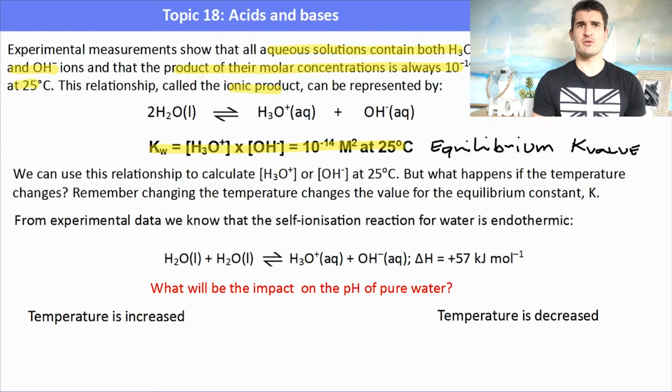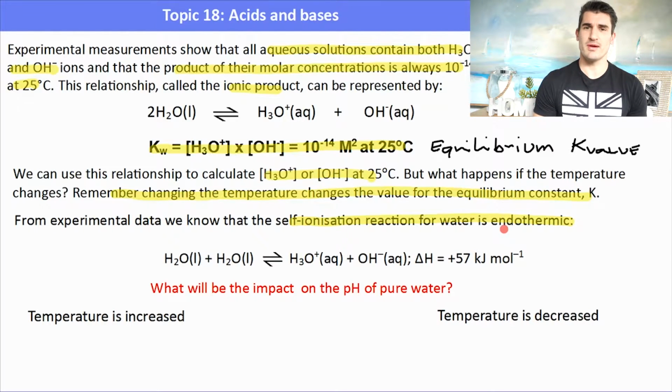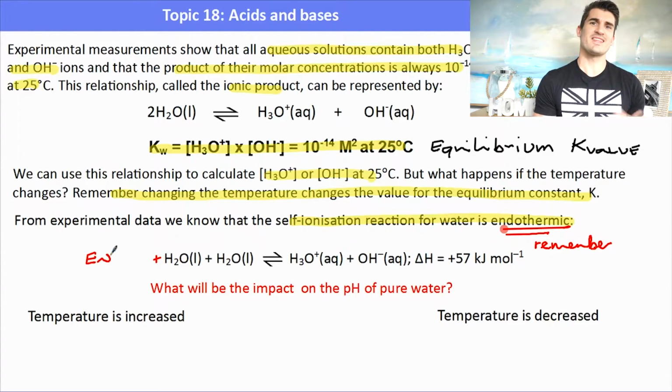Now, what happens if we change the temperature? Well, in all equilibrium systems, if we change the temperature, we change the K value. And it's known that the self-ionization of water is endothermic. And I would strongly encourage you to remember that. You don't have to remember the value, but remember that that process is endothermic. That's where two water molecules could react to form H3O plus and OH minus. So that means that energy would be on the reactant side.